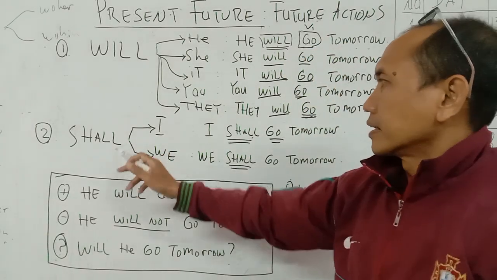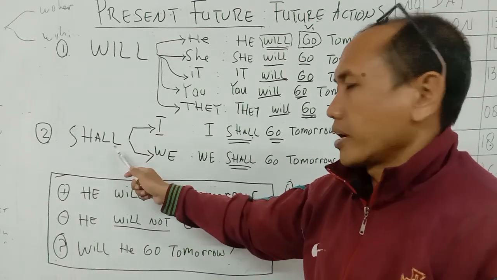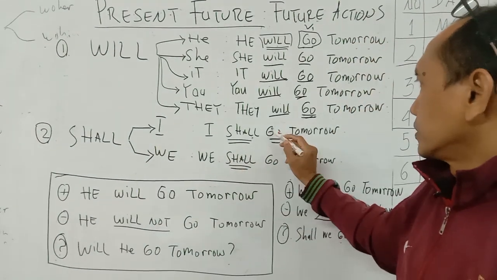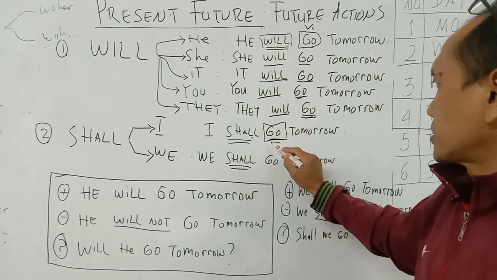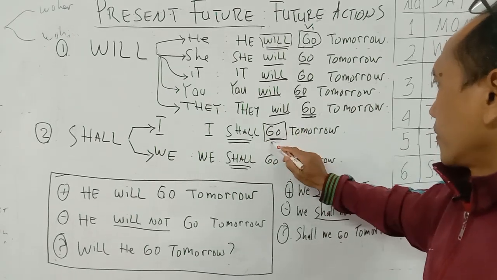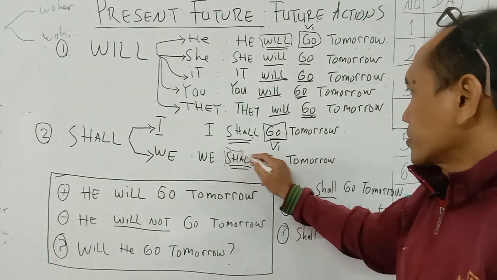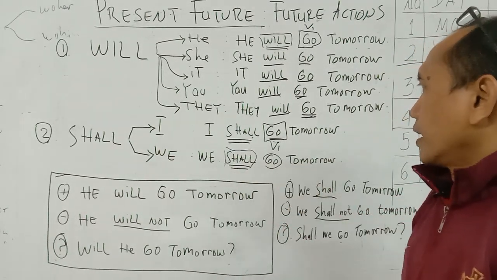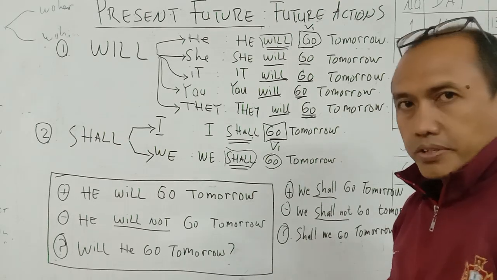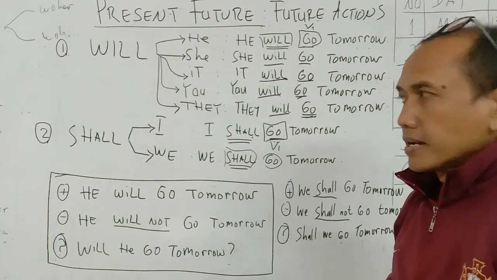And it is the same as shall. After shall, you must put verb 1. And we shall, verb 1. I shall go, I shall study, I shall drink.